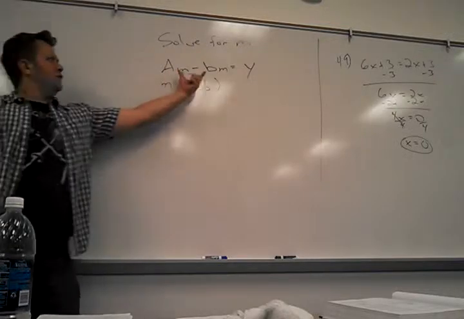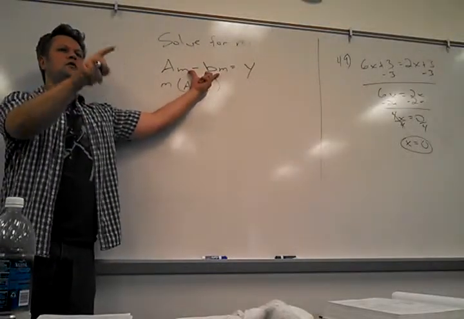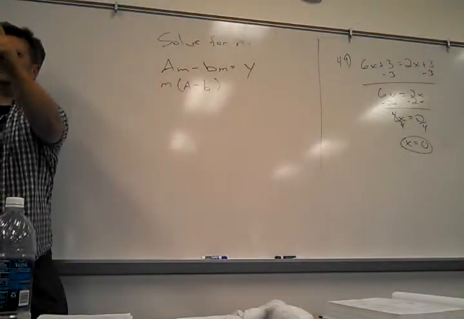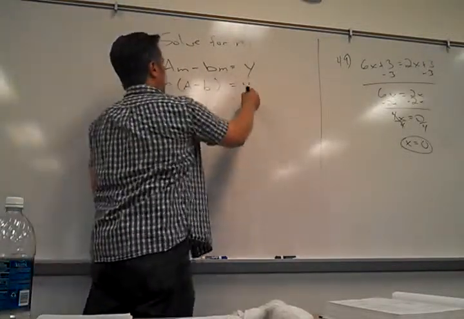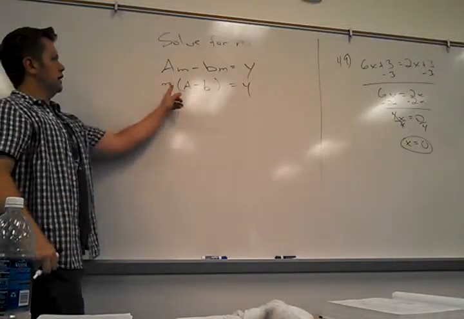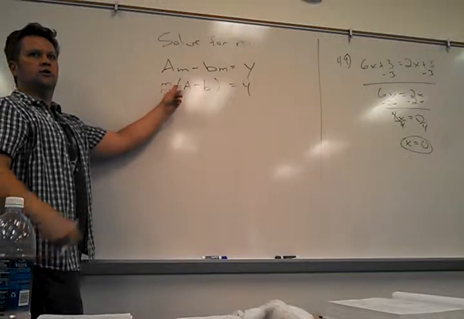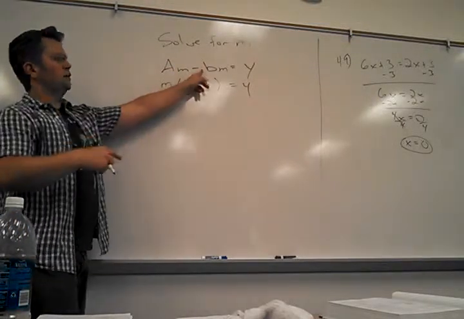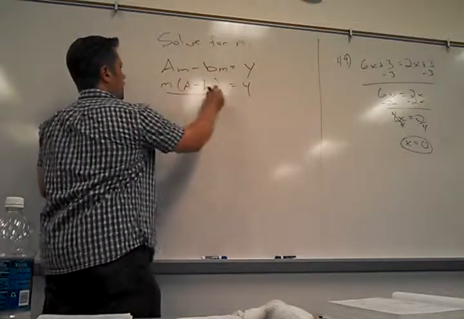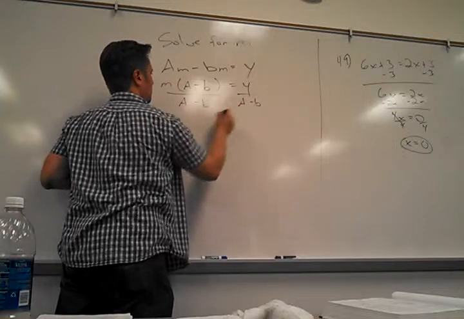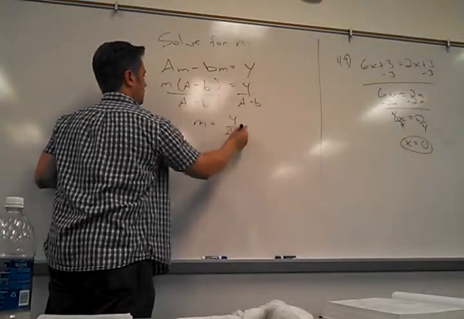Whenever you have more than one letter you're trying to solve for, get them all on one side and pull them out. Then there's only one of them. How do I solve for m now? What do I want to get rid of? The A minus B, and what's the m doing to it? So then I'm going to divide. I don't want to distribute because then I'll be right back where I was. So divide by the stuff I'm multiplying by that I don't want. And there you go.